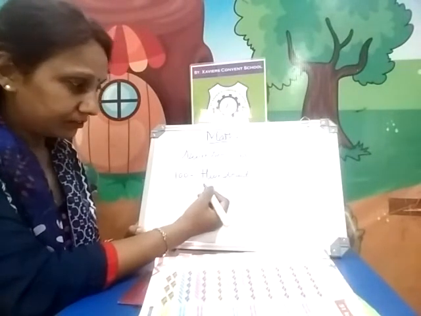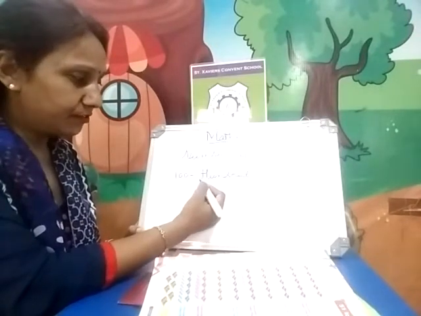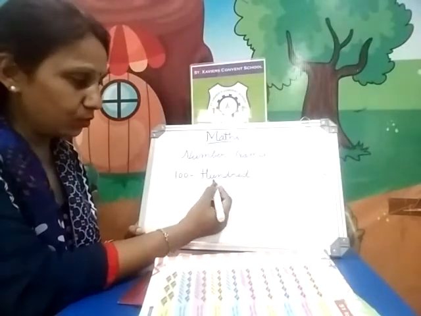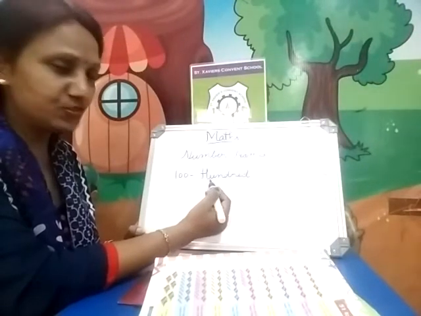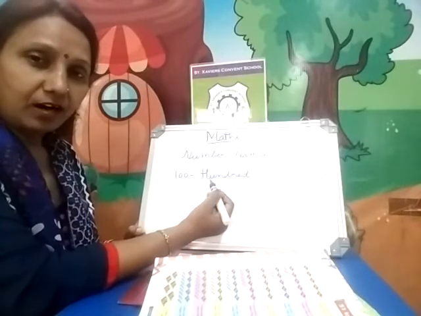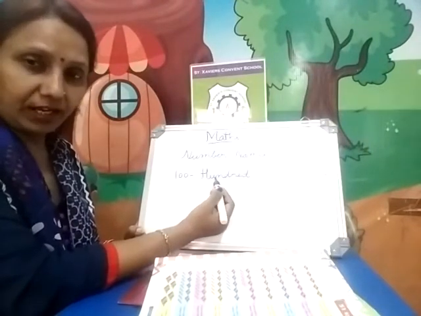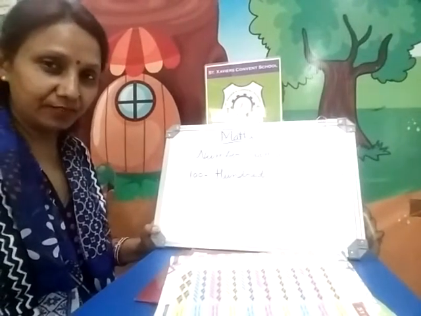H-U-N, hun. D-R-E-D, dread. 100. Okay, H-U-N-D-R-E-D, 100. H-U-N-D, hunt. R-E-D, red. 100. Okay, this way also you can learn the spelling of 100.